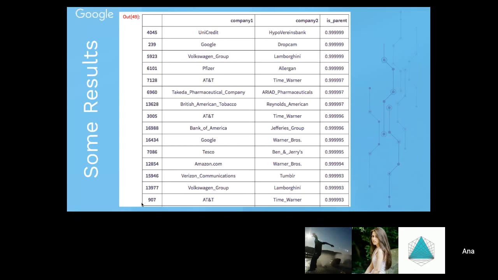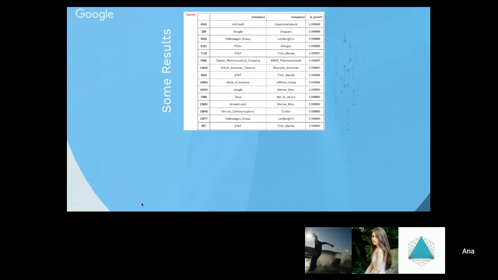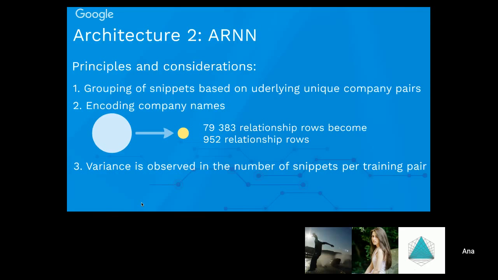And this is also one of the crucial things which makes this model different from the next one, which brings me to it. It is our architecture number 2, the attentive recurrent neural network. Now, in terms of principles and considerations, we have a few differences. If in the previous network we fed the model specific text snippets associated with different pairs, here we are introducing grouping of snippets based on those unique company pairs.